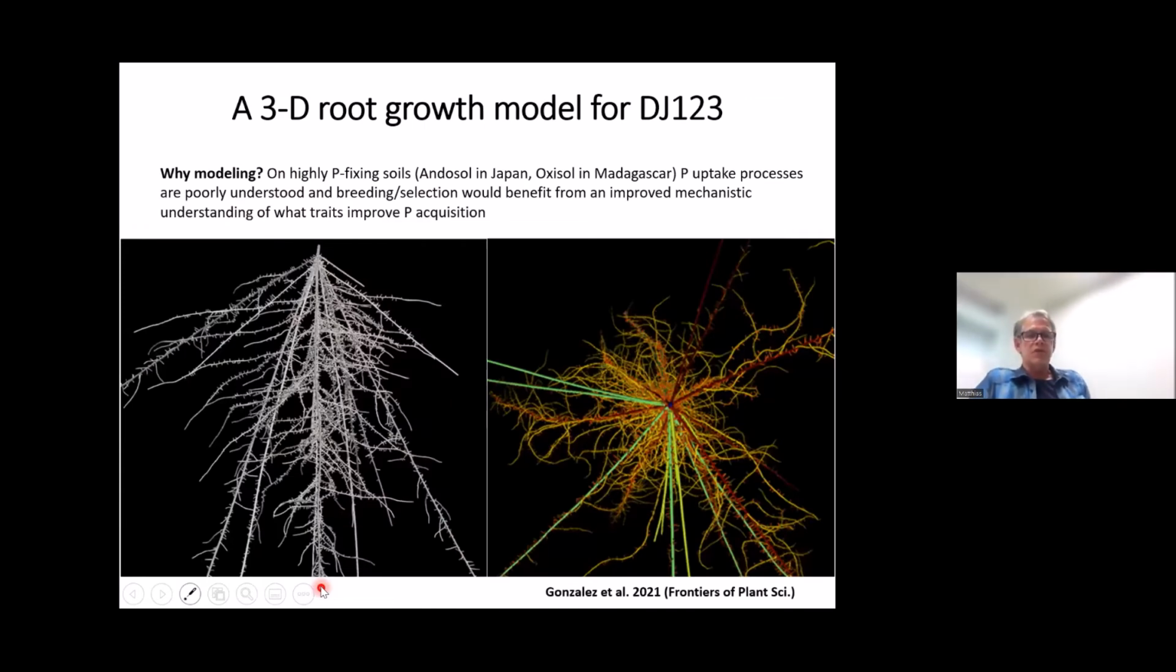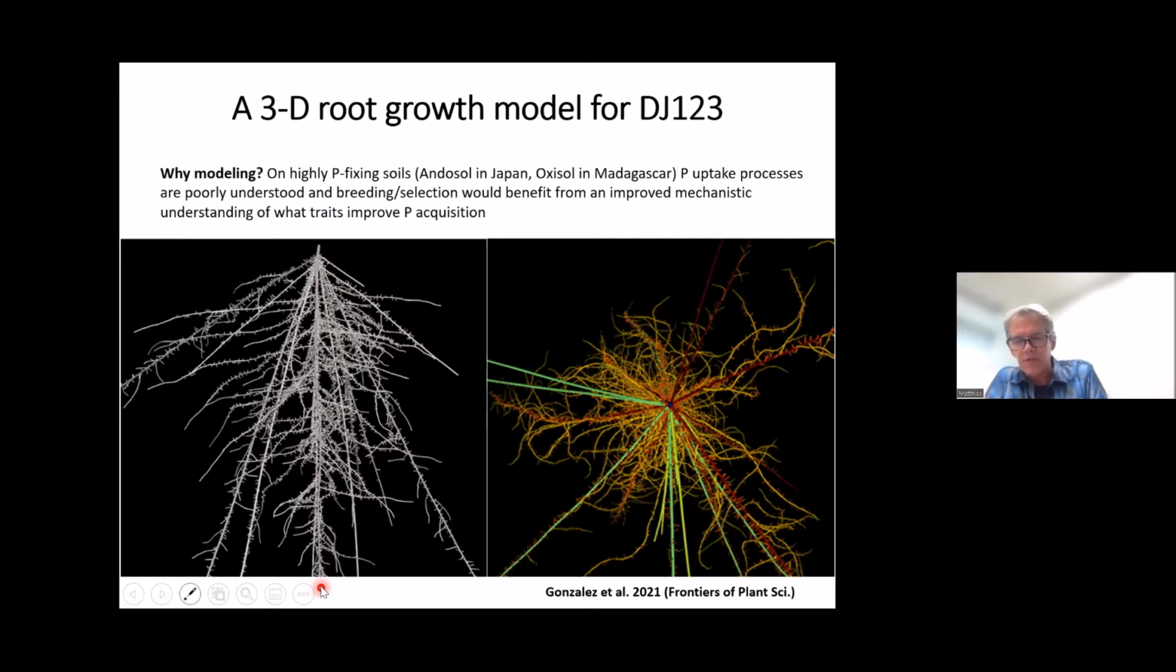So now let me switch to something completely different: modeling of roots and rhizosphere processes. Why would a geneticist and a breeder like me be interested in modeling? Because on these highly phosphorus-fixing soils, like andosols in Japan or oxisols in Madagascar, the P uptake processes are very poorly understood. I think breeding and selection would really benefit from an improved mechanistic understanding of the traits that drive higher phosphorus uptake.